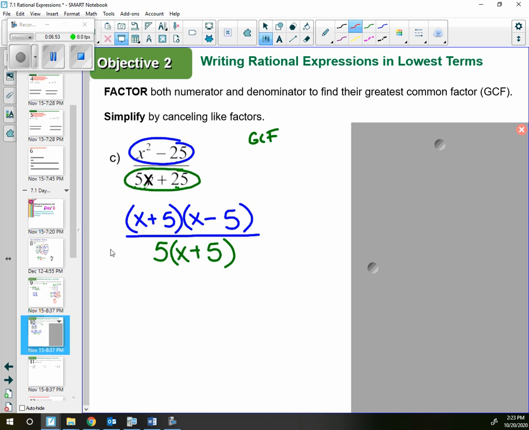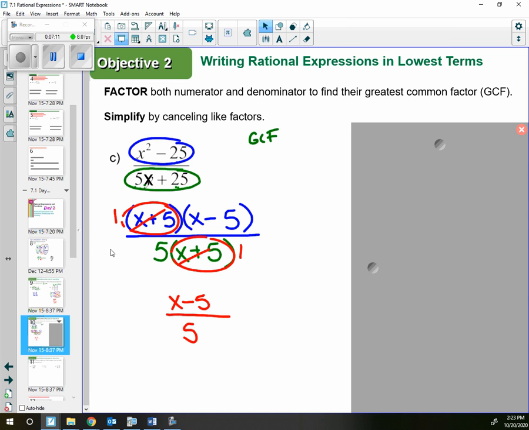All right, now, is there anything that's in common that you see top to bottom? Well, I'm seeing a common factor of x plus 5 in the top and the bottom. So I can divide that common factor out, which means it's going to divide to 1. What do you have left? Well, in the numerator, we have x minus 5, and then in the denominator, over 5.